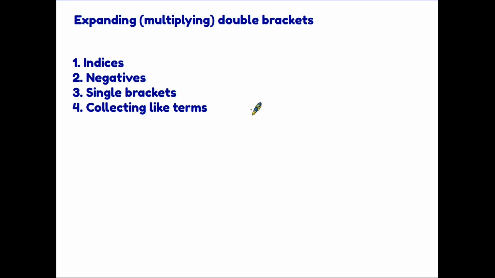Before we start to consider multiplying the double brackets, I think there are a couple of things that are useful to already understand, and these include the power of indices and what happens to indices when we are multiplying terms, what a negative sign does to a multiplication in algebra. It is also useful to have already had a look at multiplying out single brackets and also how we collect like terms. We are going to use all these skills when we are expanding or multiplying double brackets, and I'll put links to my videos covering all these topics in the description below.